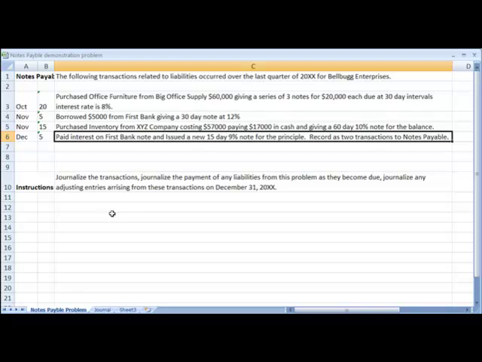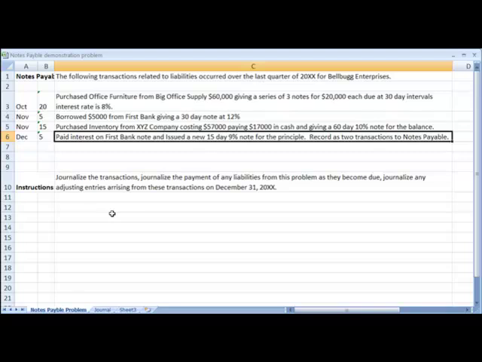November 15th, we purchased inventory from XYZ Company, costing $57,000, paying $17,000 in cash, and giving a 60-day 10% note for the balance. And then finally on December 5th, our November 5th note was due, but we just paid the interest on it, renewed it for another 15-day note with a different interest rate of 9%. And it says to record this transaction to notes payable as an in and an out. In other words, debit notes payable and credit notes payable, again, in the same transaction.